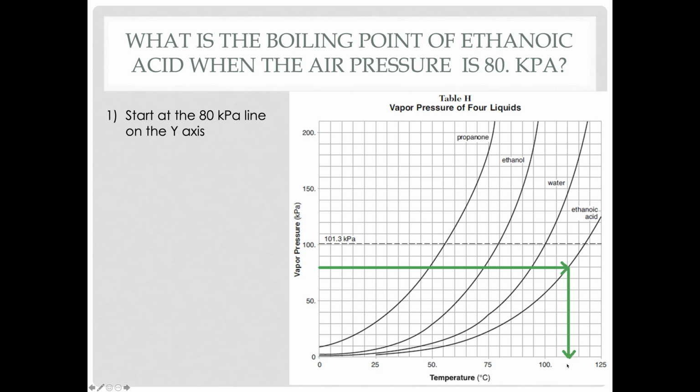Okay, so again, start at the 80 kilopascal line on the y-axis, move over to the ethanoic acid line, and drop down to the x-axis. When the vapor pressure of the liquid is equal to the pressure of the surrounding atmosphere, that is the point at which the liquid can boil.